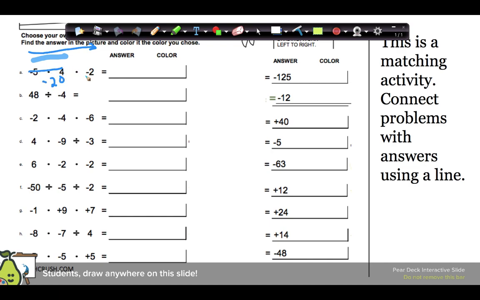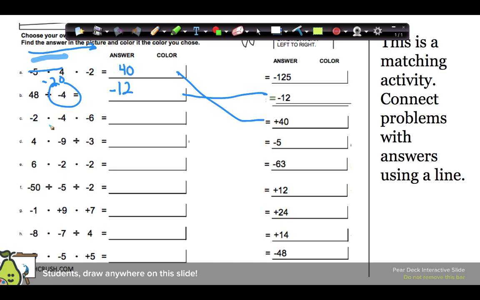Negative 20 times a negative 2 is positive 40. A negative times a negative is positive. 20 times 2 is 40. So I connect it right there with the 40. 48 divided by 4. I know the answer is going to be negative because I have this one negative right here. 48 divided by 4 is 12. And I look for the negative 12, and there it is right there.